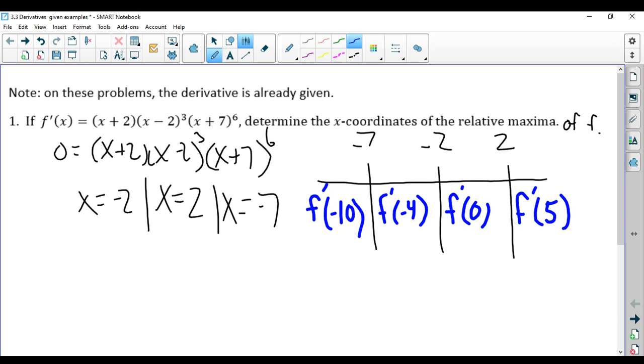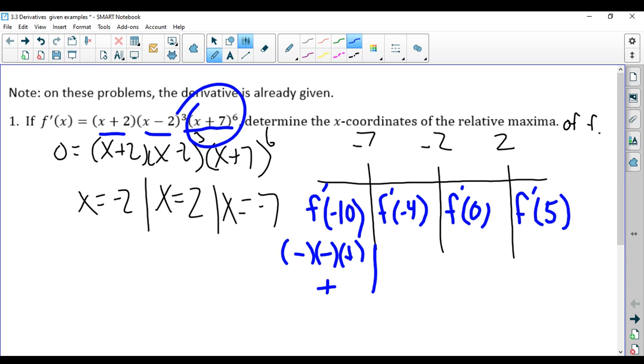And you plug them into the first derivative. Now the first derivative is already factored for us, so this will be easy. You just use your properties of multiplication. If you plug in -10 into this first derivative, you'll get a -8 times a negative number cubed, which is negative, times any number to the 6th that's positive. So I don't even have to worry about that, the x plus 7 to the 6th. Whatever we plug in that, it's going to be positive. So a negative times a negative times a positive is a positive times a positive. So we're increasing on that interval.